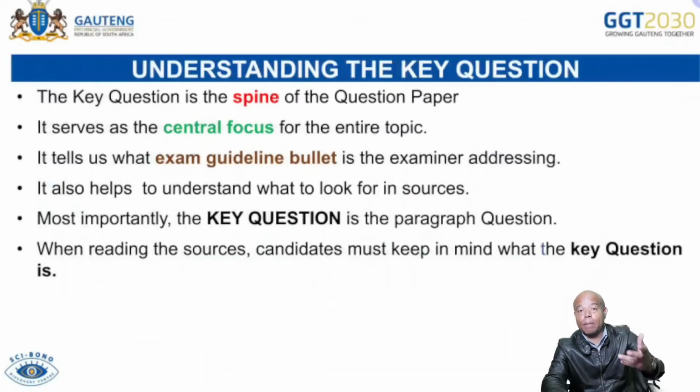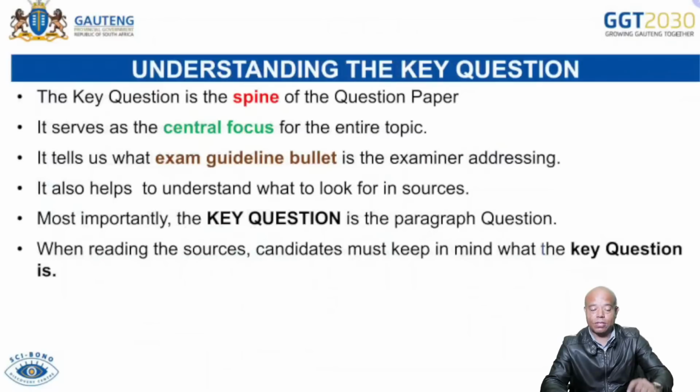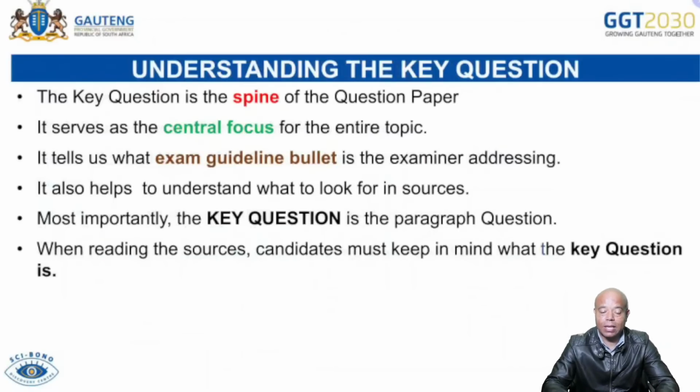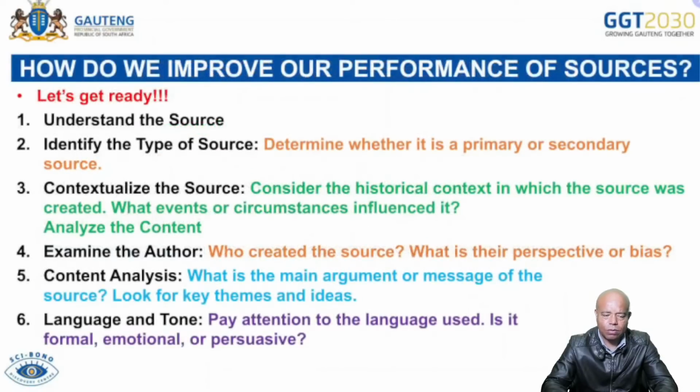And when I spoke about the paragraph, it was a clear sign that it is the key question, basically. When reading the source, candidates must keep in mind what the key question is. So like I said, when you deal with 1A, 2A, 3A, you underline what is answering the key question. When you go to 1B, you underline. When you go to 1C, you underline what's answering the key question at the end of the day.